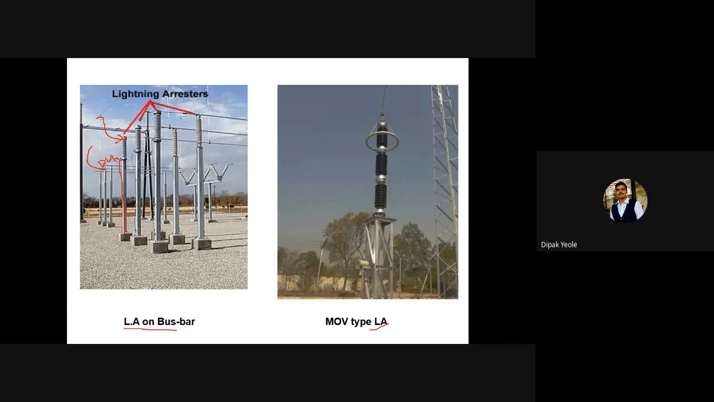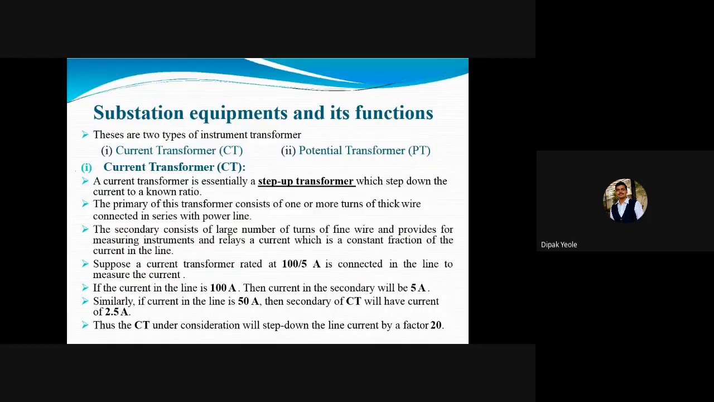Okay. So the next component is the current transformer and potential transformer. The current transformer is nothing but a step-up transformer which steps down the current to a known ratio. Yes, and I told you the example of 100 by 5 ampere. So 100 is the primary and 5 ampere is the secondary. And for this factor you have to divide 100 by 5, you will get 20.